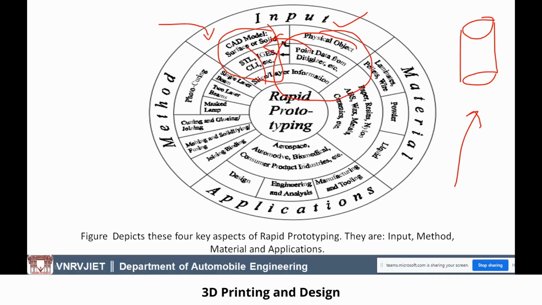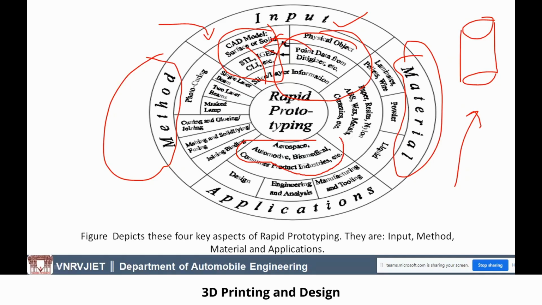The next one is, after the model is ready, which process you are going to use. There are 7 processes as per ASTM. Once the process is chosen, the next step is material selection. Based on the process, there are different materials available for each process. Once the material and process are chosen, we can print it, and those printed components can be used in different industries like aerospace, automotive, biomedical, consumer products, etc. These 4 steps are included in the form of a wheel, which we call the 3D printing wheel or additive manufacturing wheel.